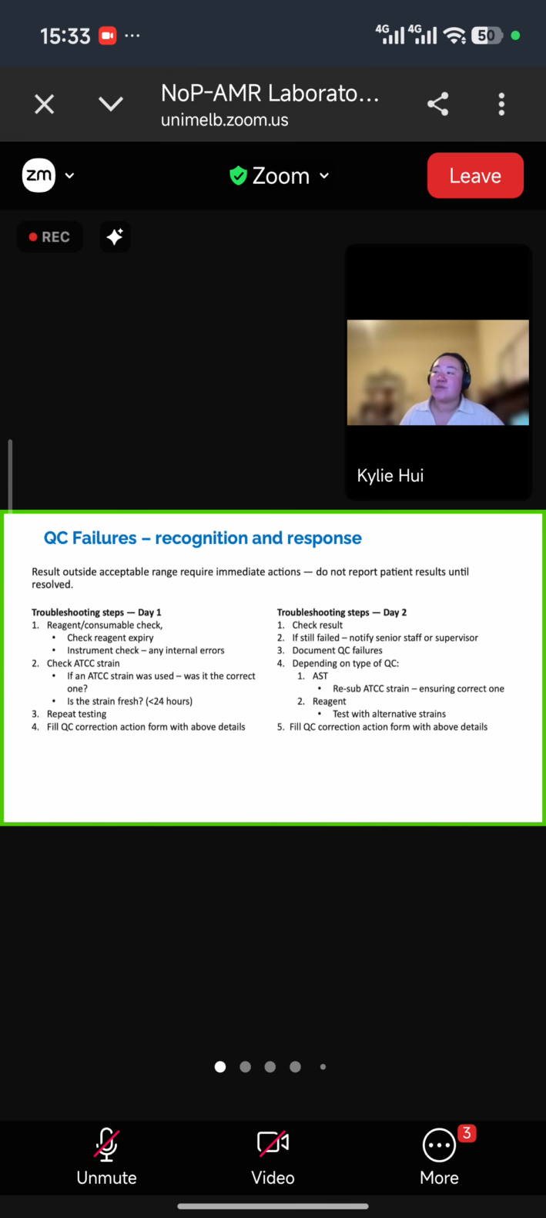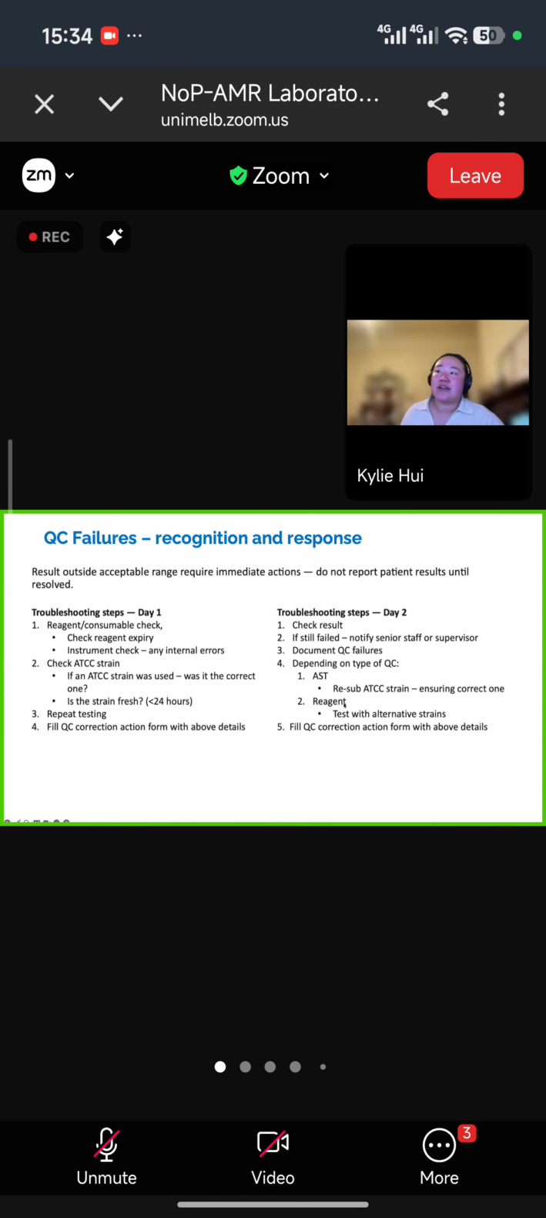If it's an AST, you want to resub the ATCC strain to ensure that it's the correct one. Because if at day one, we checked the ATCC strain, it was labeled correctly, but the wrong one was picked up when we were actually performing the test, then on day two, we want to resub the correct ATCC strain. When I say resub, I mean take it from the freezer, okay? So not the one that's sitting in the fridge for 2 weeks. We want to take it straight from the freezer.